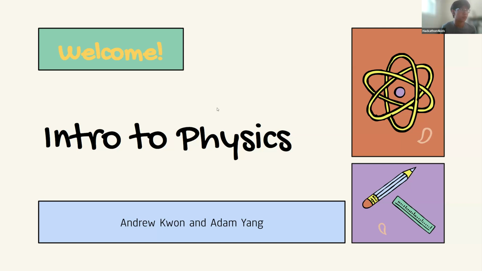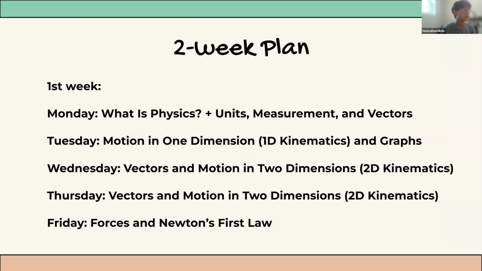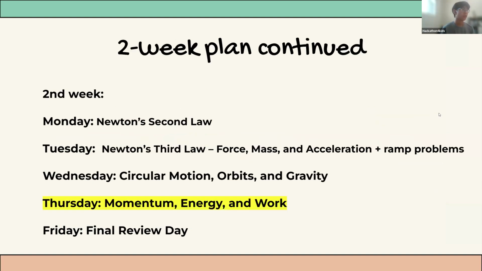Looking at our 2-week plan again, the first week we covered what is physics, kinematics, and started Newton's first law. Now it's our second week, so we finished Newton's laws. Adam talked a little bit about circular motion yesterday, but we decided to just move on to momentum, energy, and work. We thought that'd be a little bit easier for you guys. That'll be the last thing we will be covering in our 2-week class. And tomorrow will be final review day, where we'll post a Kahoot and so on.